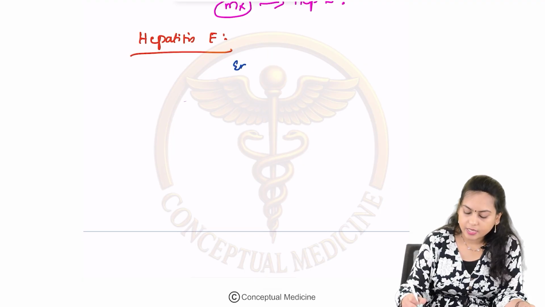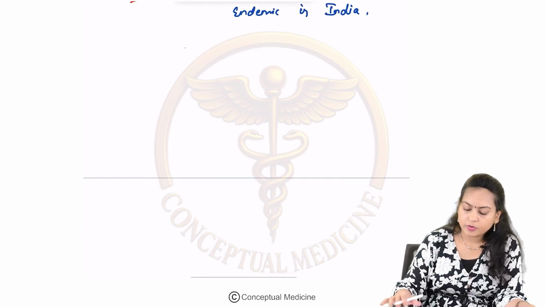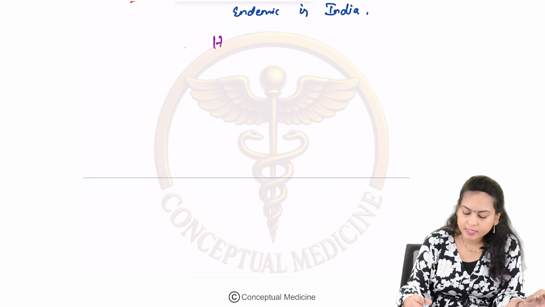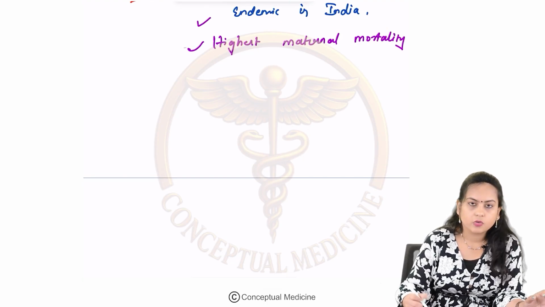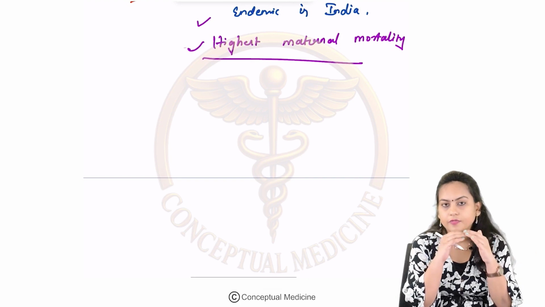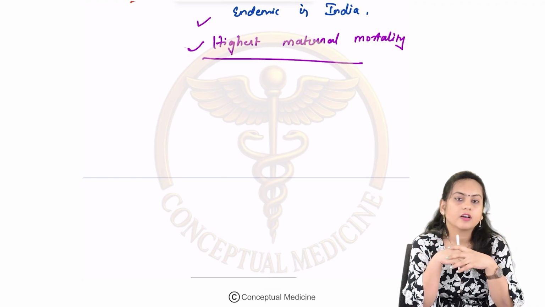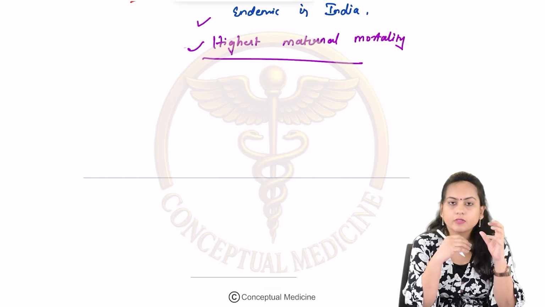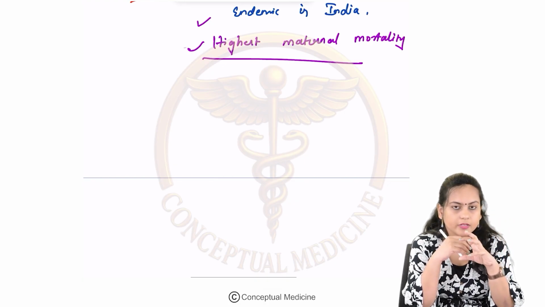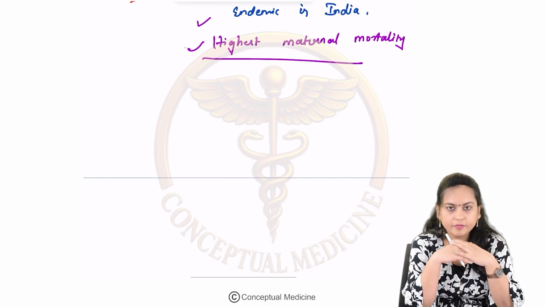See, this condition is endemic in India. Okay. So, remember, this causes the highest maternal mortality. Okay. So, if hepatitis E infection is occurring, it is going to cause the highest maternal mortality. But which is the most common cause of mortality due to hepatitis? It is hepatitis B. Okay. So, when they give the common cause of mortality due to hepatitis, you have to choose hepatitis B. And the highest mortality rate is seen with hepatitis E. Clear? Yes.